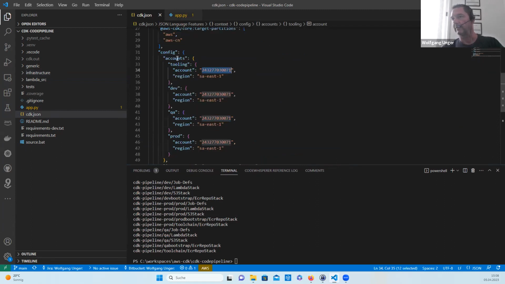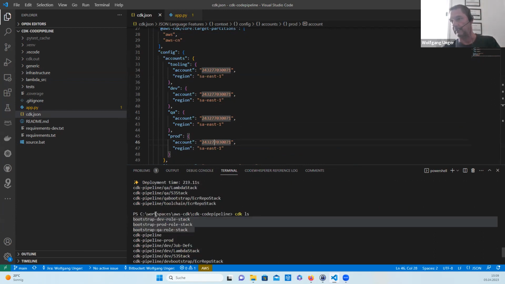You have 4 accounts here defined. So you would need a tooling or a toolchain account for the pipeline itself, for the CI/CD DevOps stuff. Then you have your dev account, your QA account, and your prod account. In my case, I have just used one account to keep this example simple. But if you would set it up right, then this would be 4 accounts. And then you would need also exactly the roles to make cross-account access possible to the pipeline from your toolchain account, right? So that's why we have these bootstrap stacks.